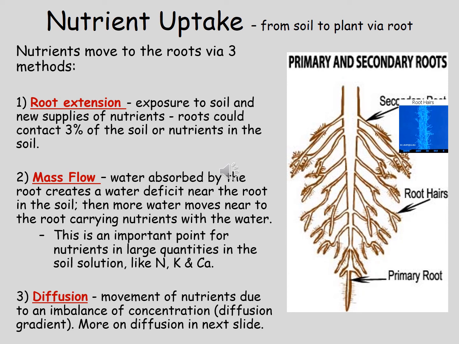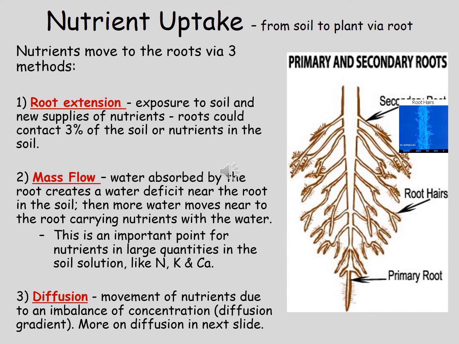All right, so nutrients are uptaken by those root hairs in the soil, if they're there, by three main methods. One is root extension. It's just the root growing out into the soil and meeting other nutrients, so it can find more nutrients. That's one way. So the root's kind of reaching out and encountering more nutrients.